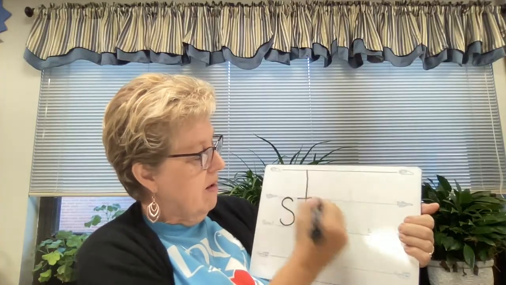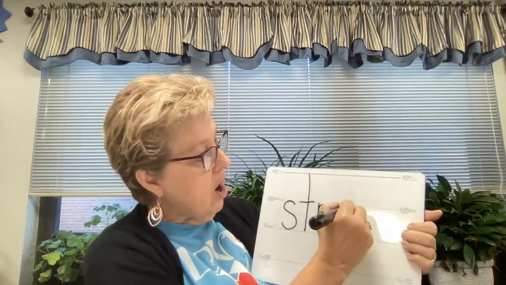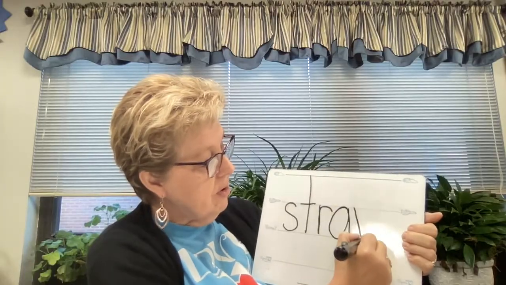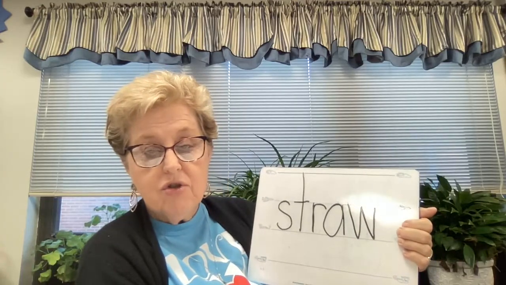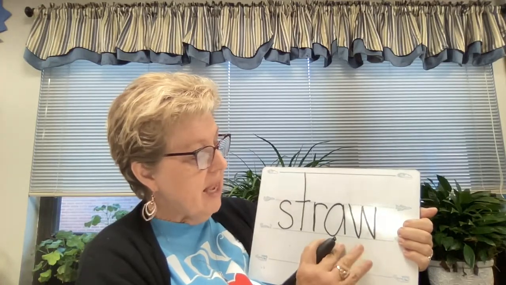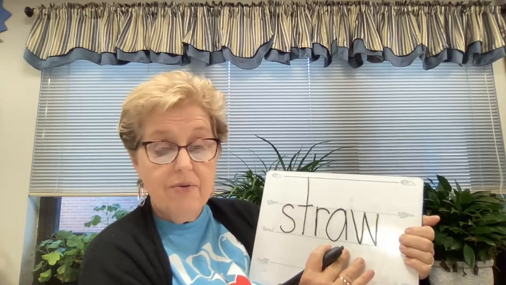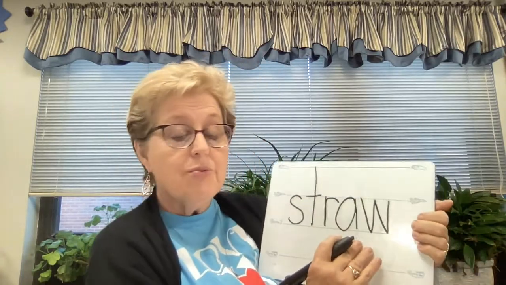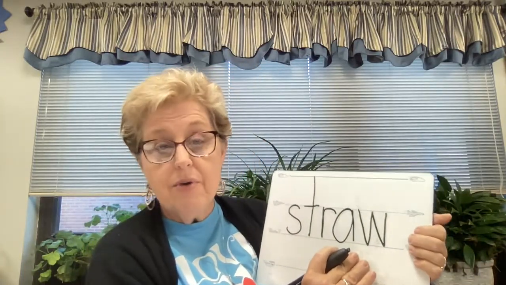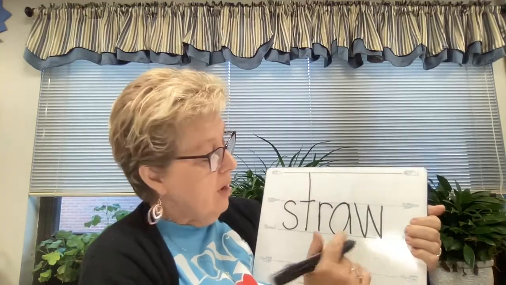ST, R, STR. It's a 3-letter blend. Aw. AW. STR, AW. Straw. Now you notice that the AW is at the end of the word. And can you tell the difference between AU and AW? No, and I don't really know of any rule. So this is one where you have to just become familiar with the word, or you can look it up.